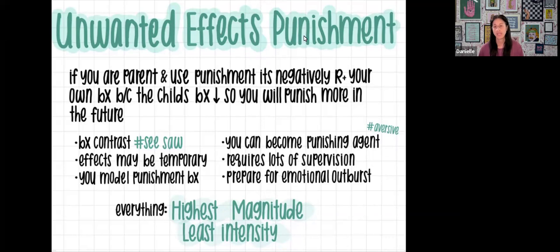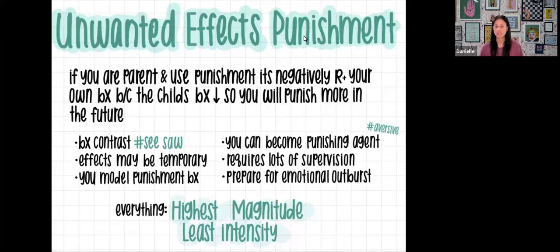You can model the punishing behavior. So let's say that you put a kid in timeout and then they go out to recess and other little kids are like, you go to timeout. You've been bad. I've seen that. Sweet little kids. So you can model punishment. You can also be the punishing agent. So you are the person delivering the punisher, which means you are going to become aversive, and the person that is receiving the punisher is not going to want to be around you. So that really puts a strain on that relationship.